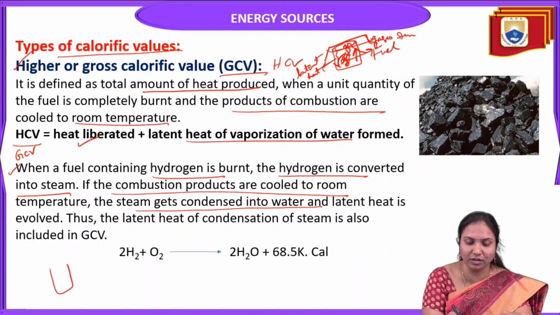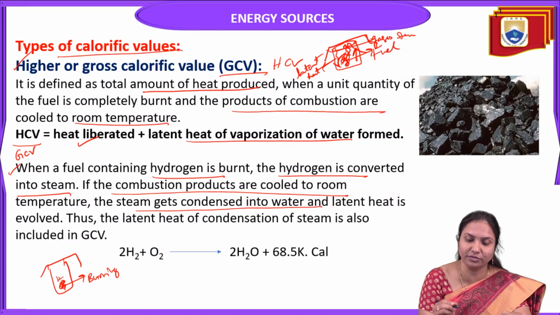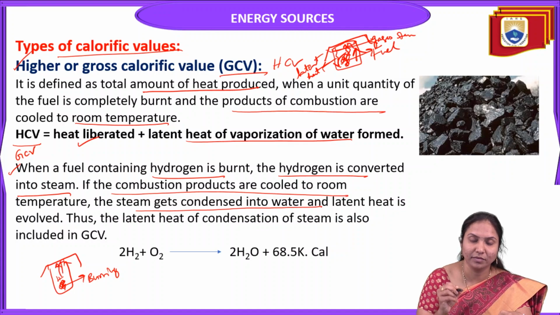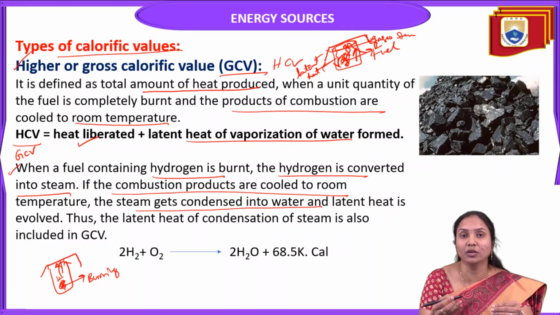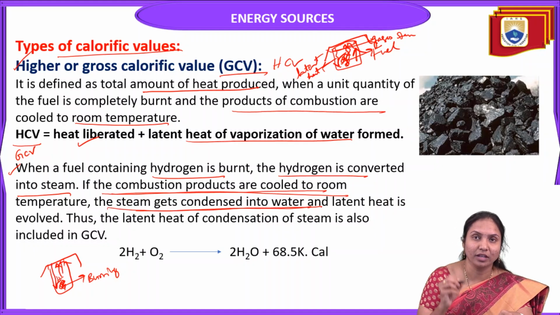For example, this is a closed combustion chamber, and this is a fuel during burning. If hydrogen is present in this fuel, during the burning process it produces water vapor, that means steam. Then we cool this combustion product. If the combustion products are cooled to room temperature, the steam gets condensed into water. That means the steam undergoes the reverse reaction.